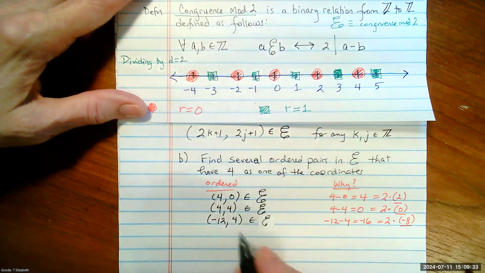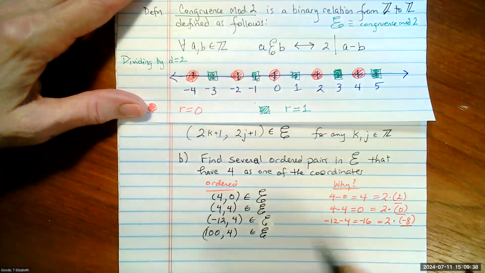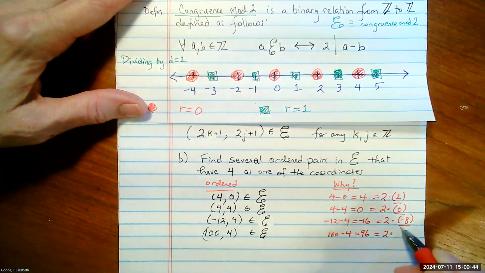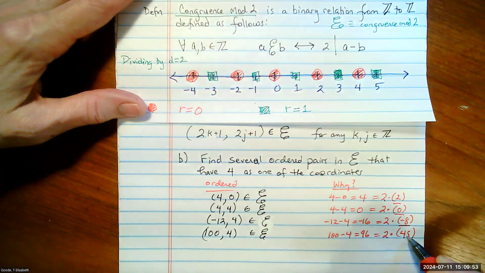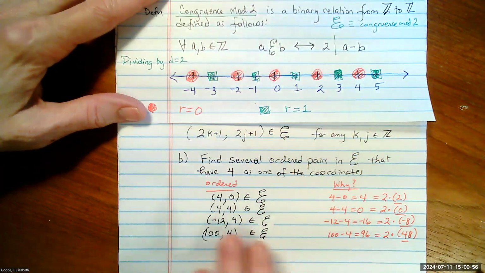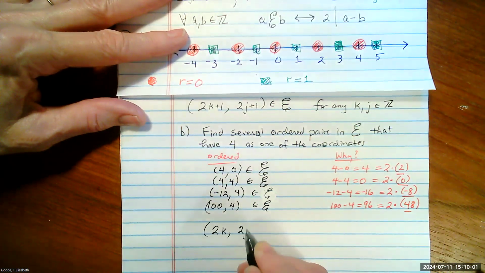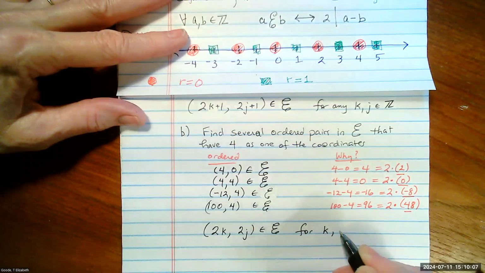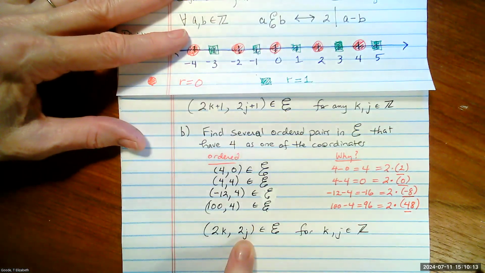And you're getting the drift, right? We could put 104. That's in E, because 100 minus 4 is 96. And that's 2 times, well, if it was 100, it'd be 2 times 50. If it was 98, it'd be 2 times 49. It's 96, so it's 2 times 48. And so in fact, 2K comma 2J is always going to be in E for any K and J in Z. In other words, any even number is going to be related to any other even number, right?